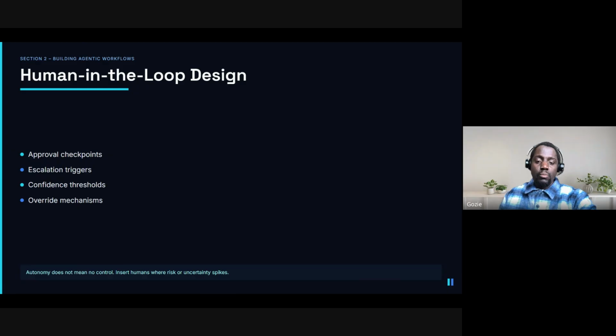Then the human in the loop. Autonomy doesn't mean removing humans. If you're building an AI system, it's definitely not going to remove the human in the loop. Humans augment, and they're not kept to one side. So the human in the loop should be considered, with approval checkpoints, escalation triggers, and confidence thresholds. The goal is to ensure controlled autonomy and not just blind automation.